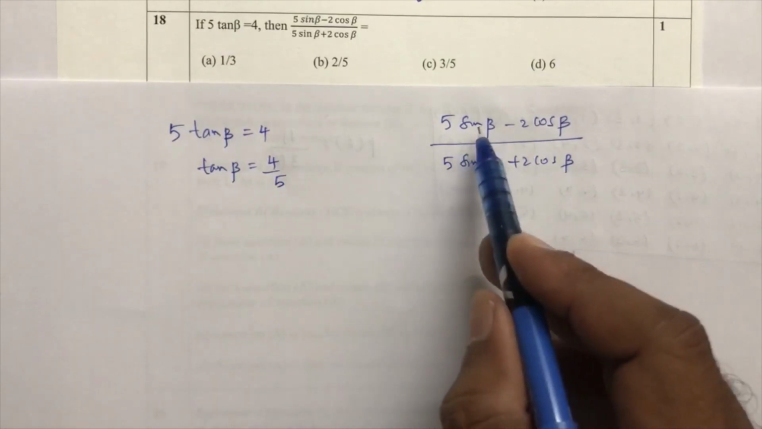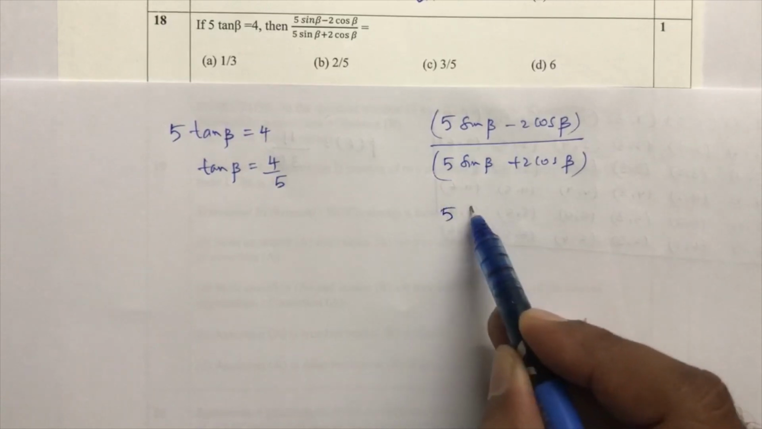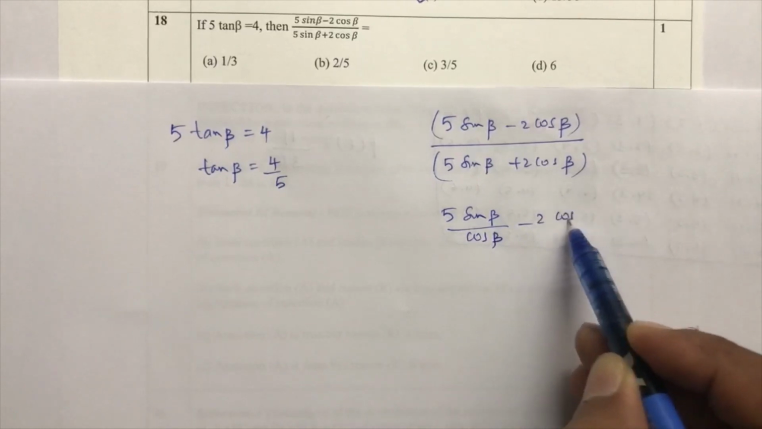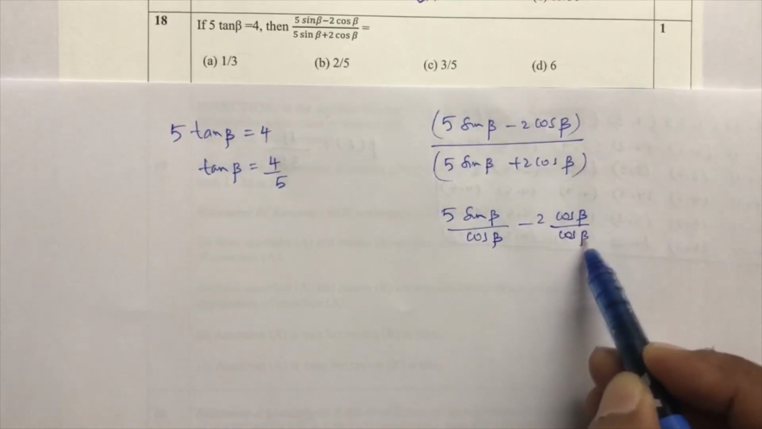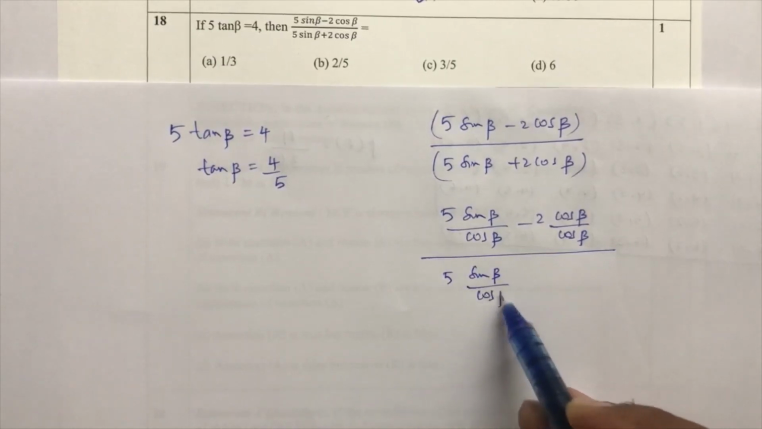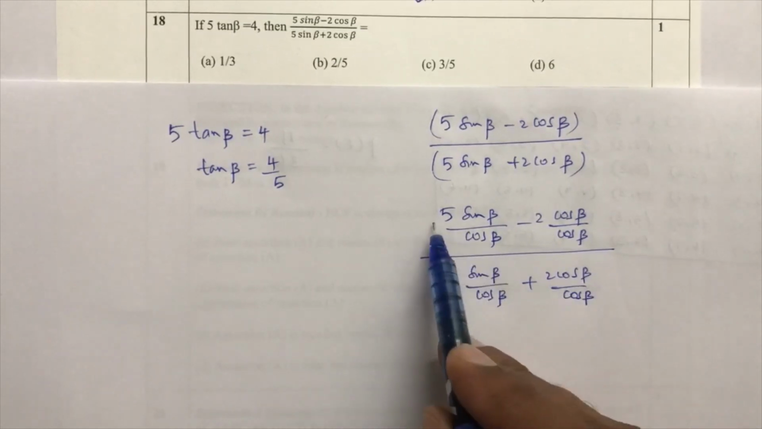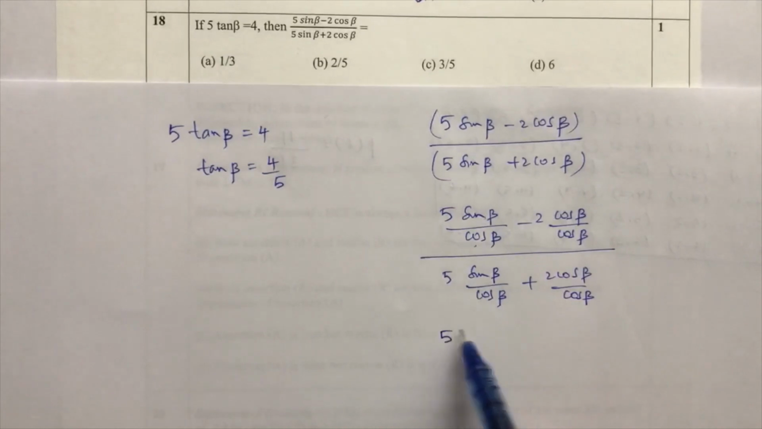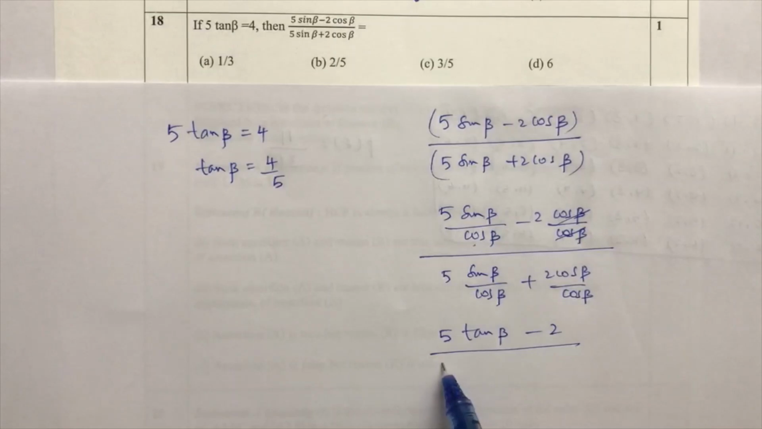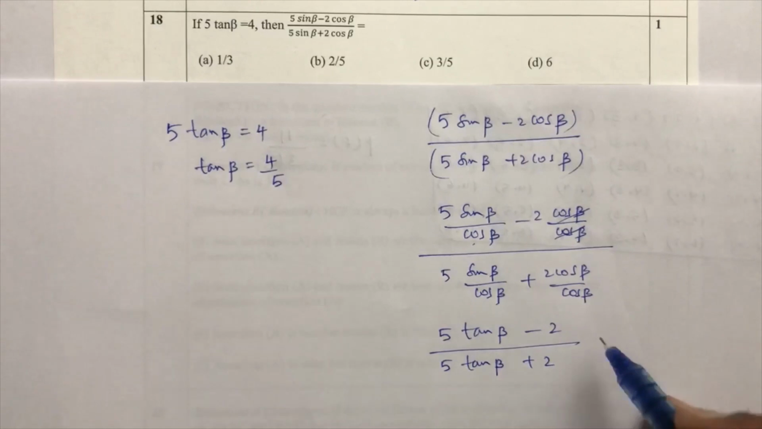But with the help of logic, here both numerator and denominator I'll divide by cos beta. 5 sin beta by cos beta minus 2 cos beta by cos beta. In the same way in the denominator, 5 sin beta by cos beta plus 2 cos beta by cos beta. Now sin beta by cos beta is tan beta, so 5 tan beta minus 2, and in the same way 5 tan beta plus 2.